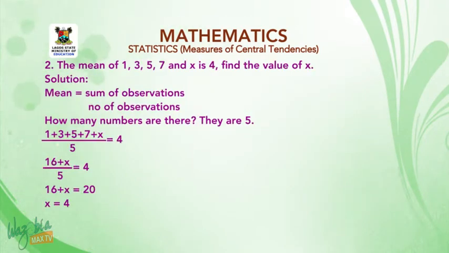Question 2. The mean of 1, 3, 5, 7, and x is 4. Find the value of x. So we also add these numbers together and divide by the number of observations. Counting the numbers, we have 5 numbers. So 1 plus 3 plus 5 plus 7 plus x, divided by 5, equals 4. When you add the numerators together, we have 16 plus x divided by 5 equals 4. When you cross multiply, 4 times 5, we have 16 plus x equals 20, and x equals 4.